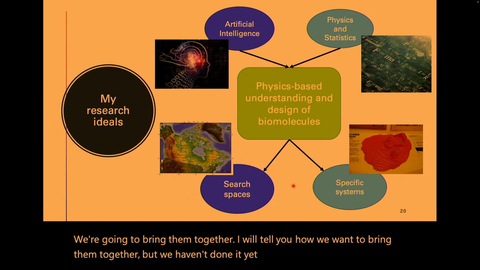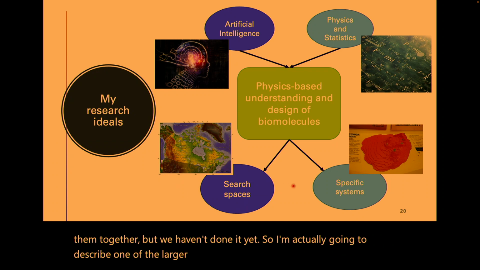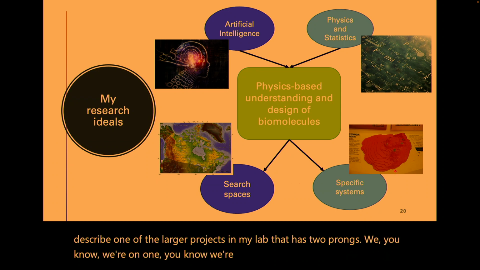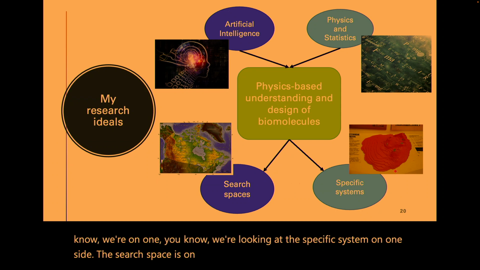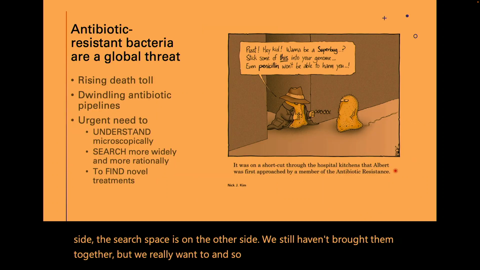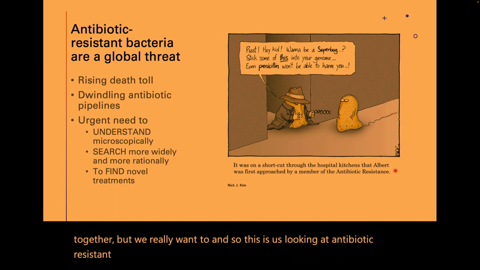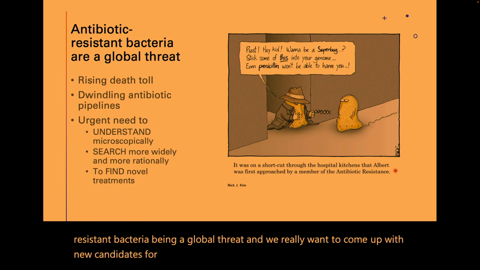So I'm actually going to describe one of the larger projects in my lab that has two prongs. We're looking at the specific system on one side, and the search space is on the other side. We still haven't brought them together, but we really want to. This is us looking at antibiotic-resistant bacteria being a global threat, and we really want to come up with new candidates for things that will kill bacteria.